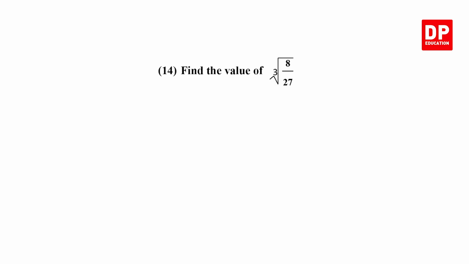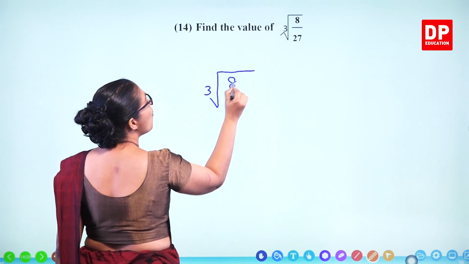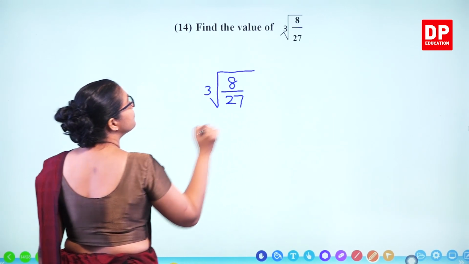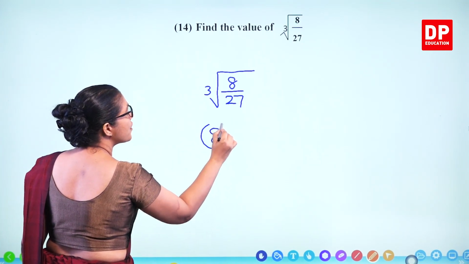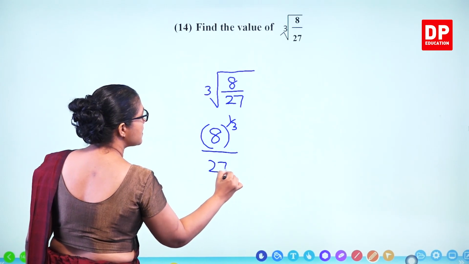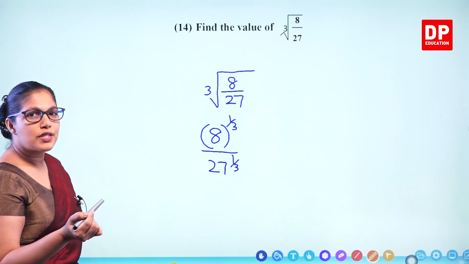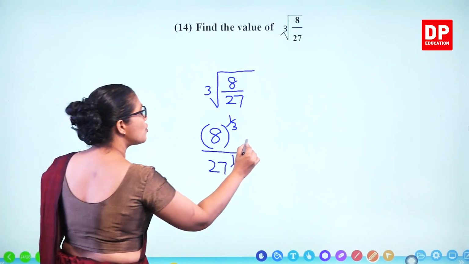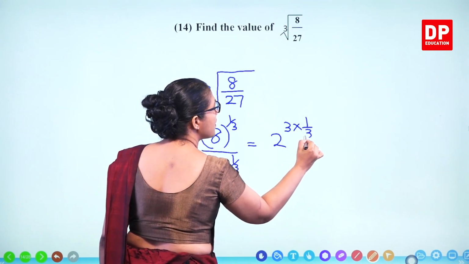Question number 14. Find the value of cube root of 8 over 27. So what does cube root mean? Power 1/3. So we have to consider power 1/3 for both. This is 1/3 and 27 to the 1/3. So what is the cube root of 8? We know 8 is 2 to the power 3, and then multiply by 1/3.